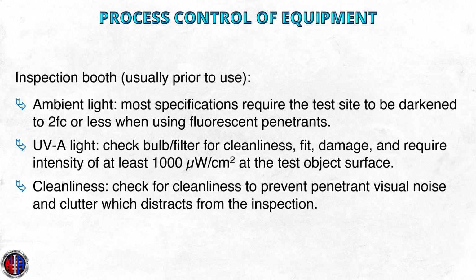The inspection booth, which is typically inspected prior to use. Your ambient light. Most specifications require the test site to be darkened to 2-foot candles or less when using fluorescent penetrants. The UVA light check. Check the bulb and filter for cleanliness, fit, damage, and required intensity of at least 1,000 microwatts per square centimeter at the test object surface. Cleanliness. Check for cleanliness to prevent penetrant visual noise and clutter which distracts from the inspection.